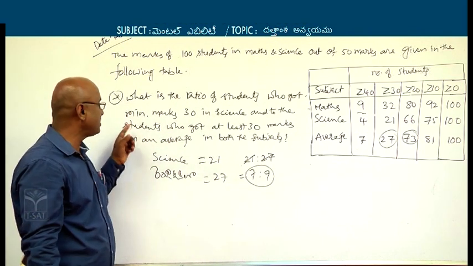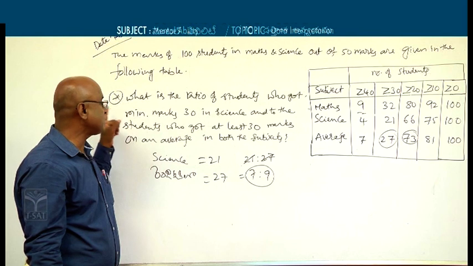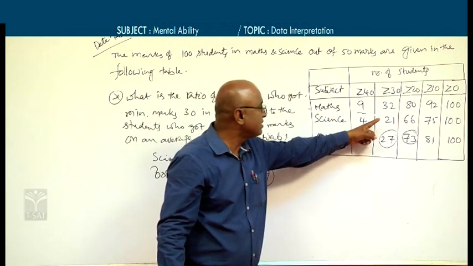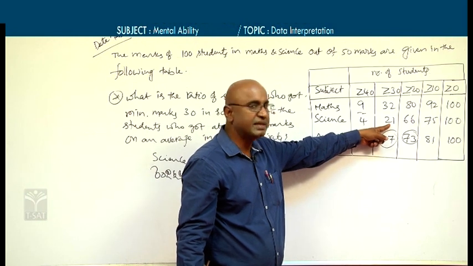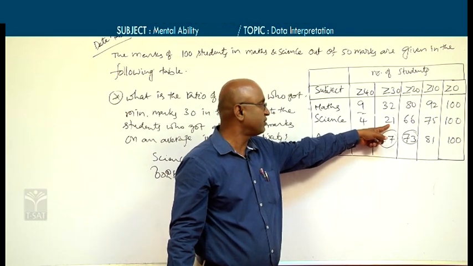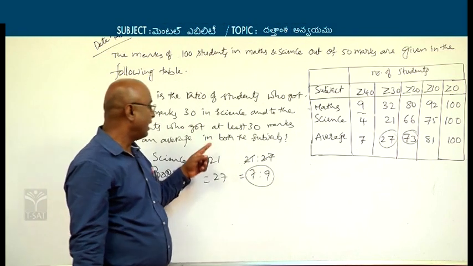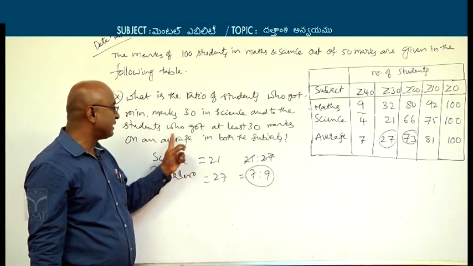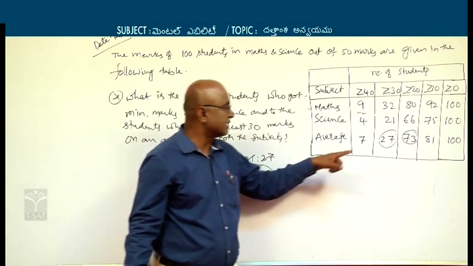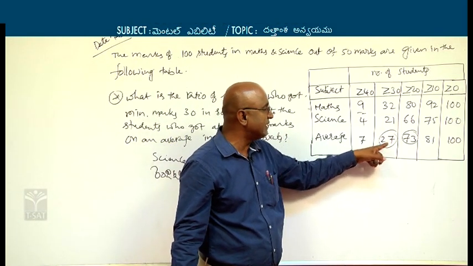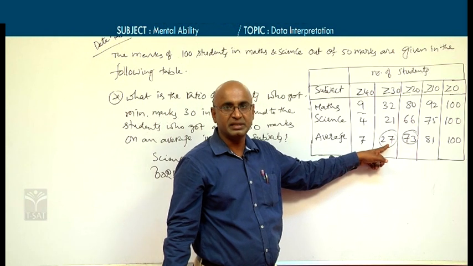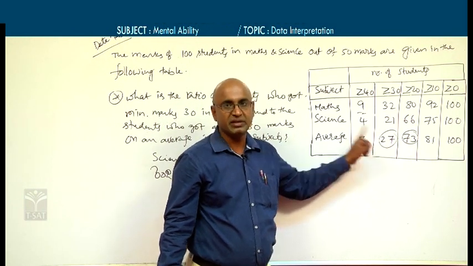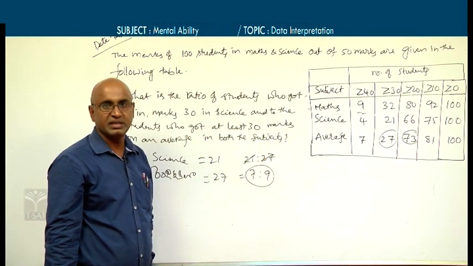Problem one more time I will repeat. What is the ratio of students who got minimum marks 30 in science? So in science who got minimum 30? The number is 21. Science lo minimum 30 వచ్చిన వాళ్ళు 21 మంది ఉన్నారు. And to the students who got at least 30 marks on an average in both the subjects, రెండింటిలోనూ 30 మార్కులు కనీసం వచ్చిన వాళ్ళు ఎంతమంది ఉన్నారు? They are 27. So the ratio is 21:27. That is nothing but 7:9.